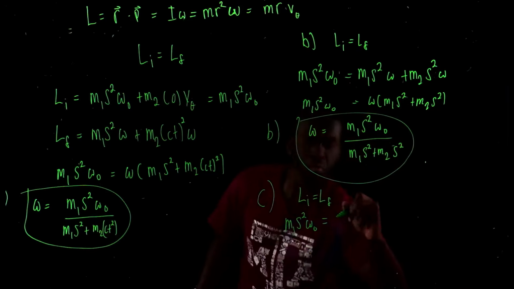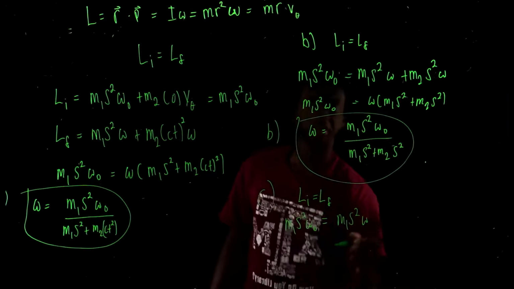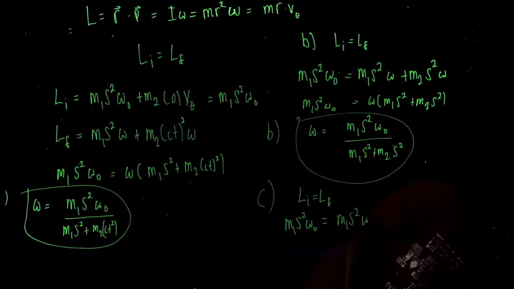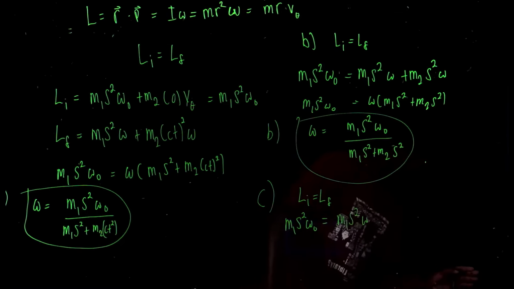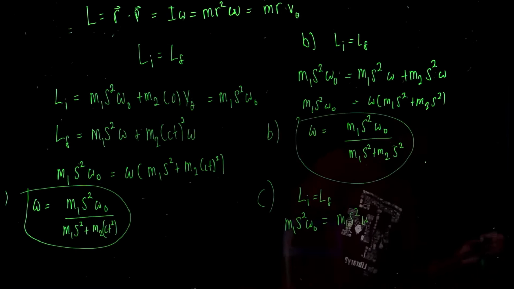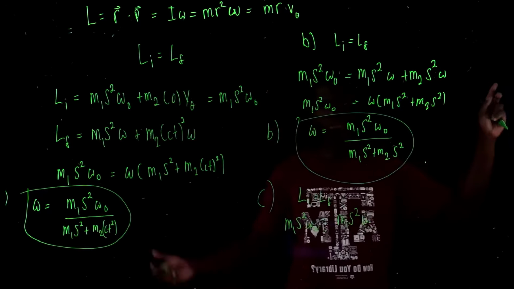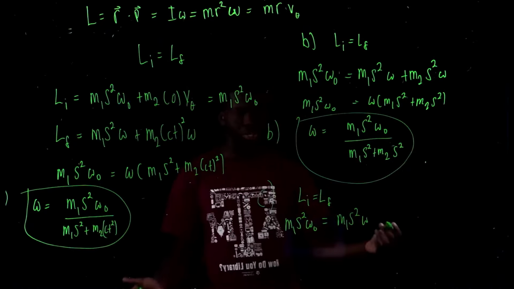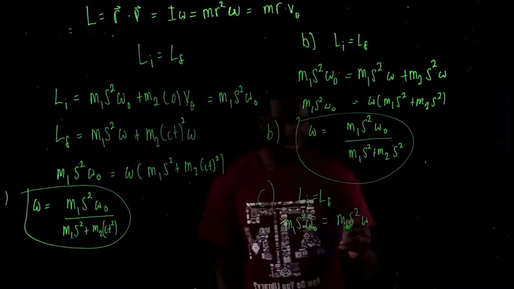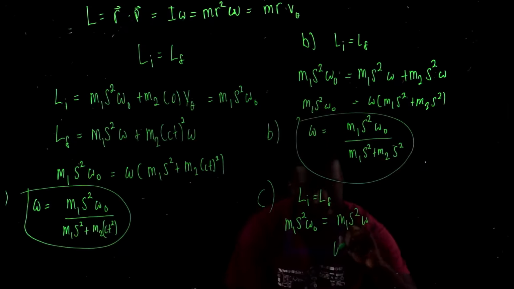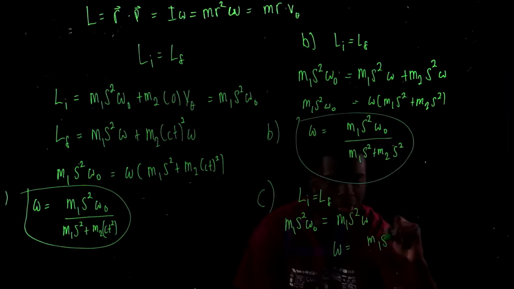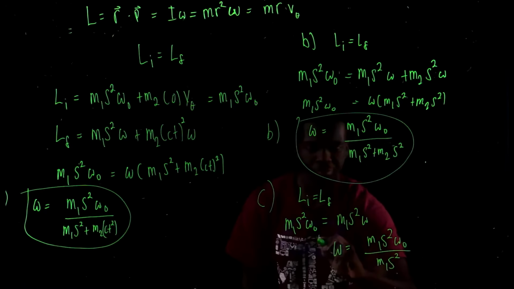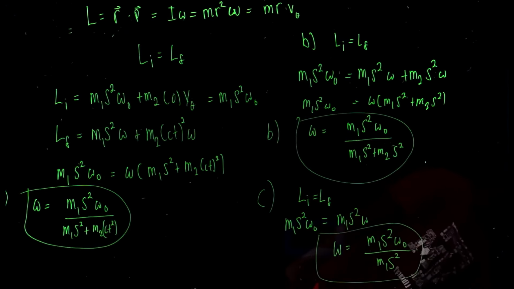It's only going to be equal to M1 S squared omega just because object 2 leaves the rod, so it's not part of the momentum thing anymore. Once it leaves the rod, it's not going to be in here. We're not going to have M2, and the final answer is just omega is equal to M1 S squared omega naught over M1 S squared. And that is the final answer for part C.